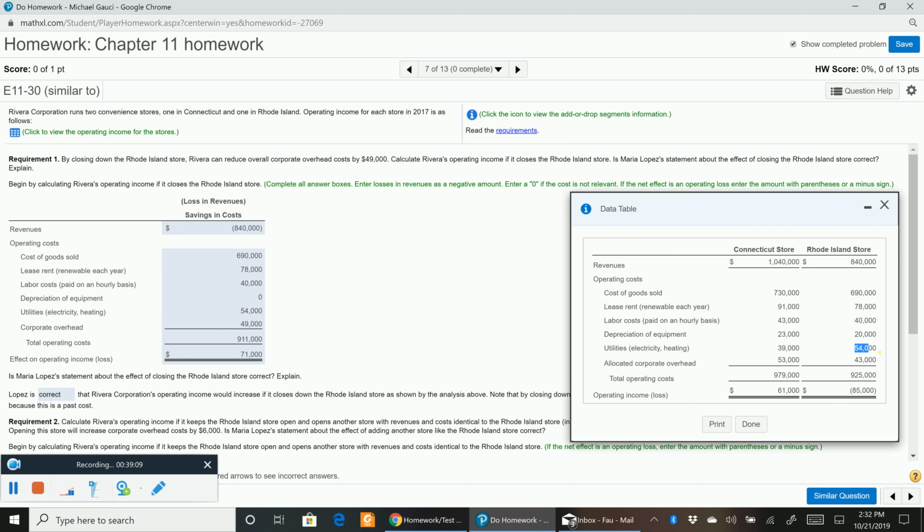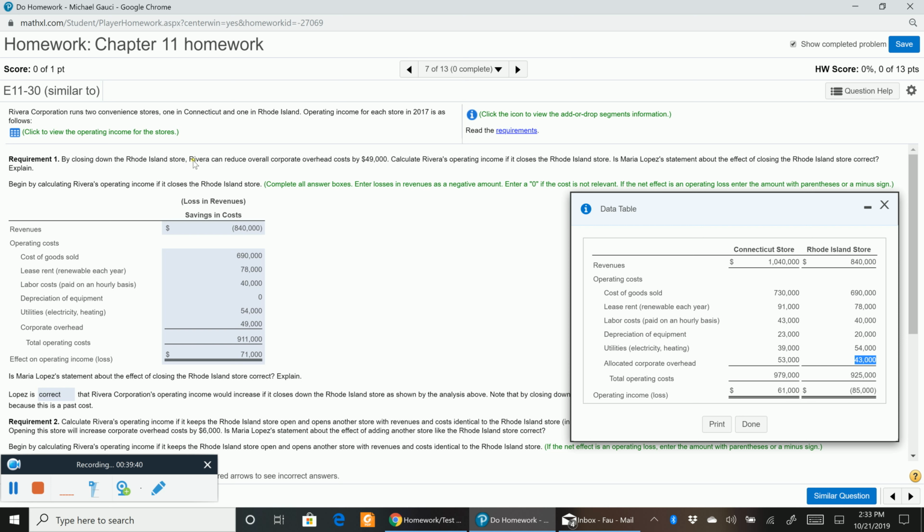How about utilities of $54,000? Would we lose that cost? Yeah, we would. So that is a positive for the decision. And how about the allocated corporate overhead of $43,000? Well, you have to be careful here. Sometimes the corporate overhead is not eliminated at all. If that was the case, it would be non-relevant.